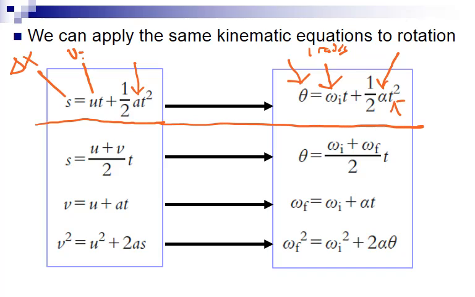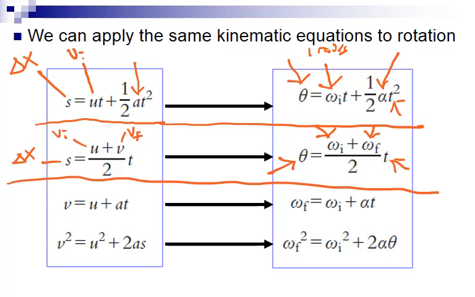We can look at how far we've gone, again delta x. u is the initial velocity. v, just v on its own, is v final. And then on the right side, again, this is the angular location. This is the initial angular speed. This is the final angular speed in a period of time. The third one that we have here, v final equals v initial plus acceleration times time. And then on this side, the final angular velocity equals the initial angular velocity plus angular acceleration times time.